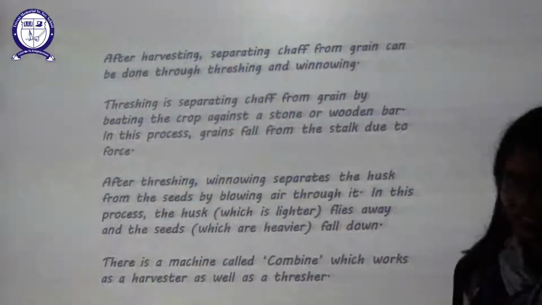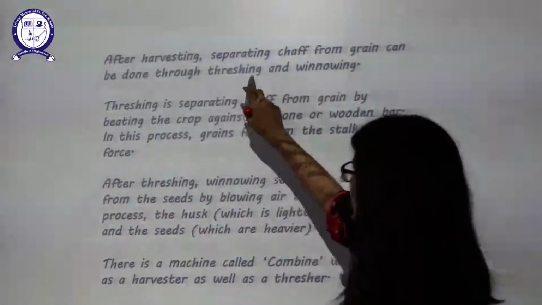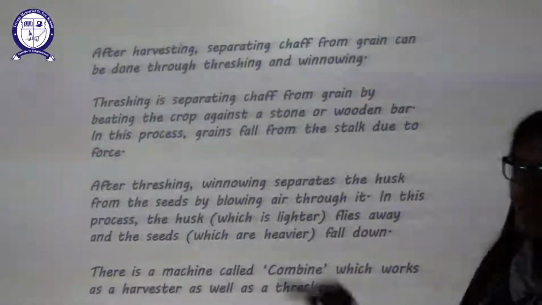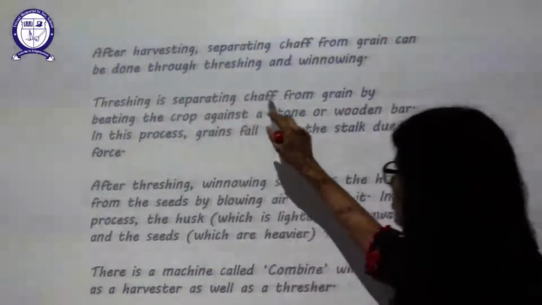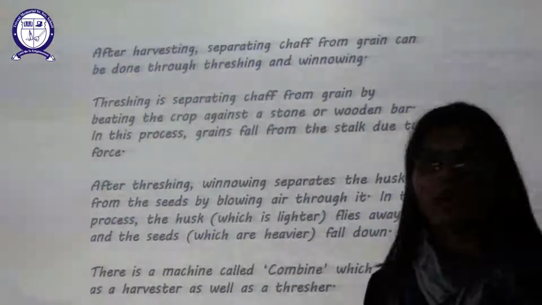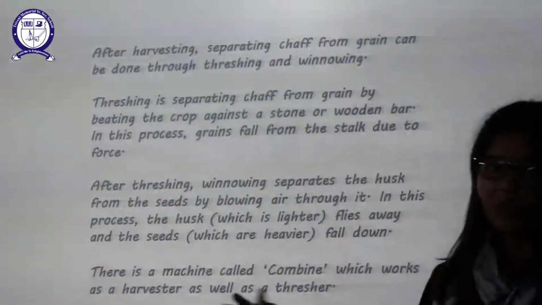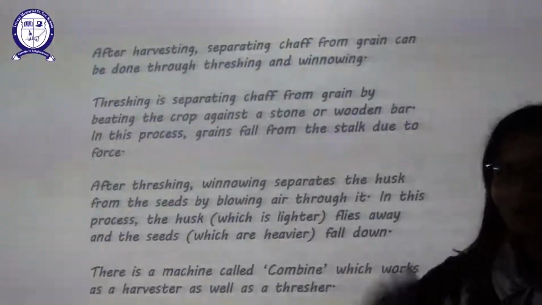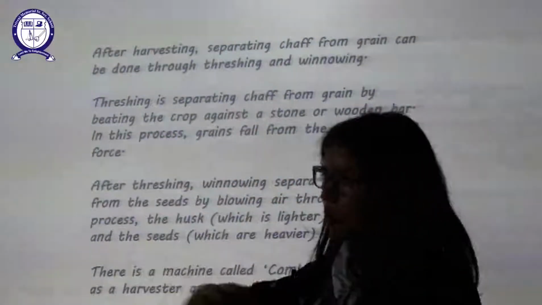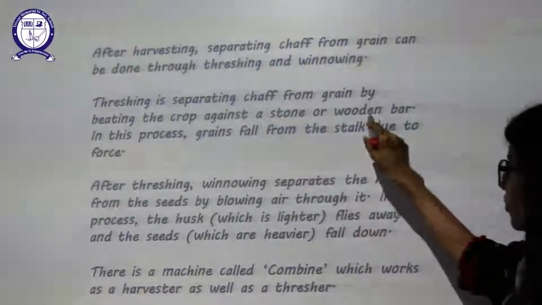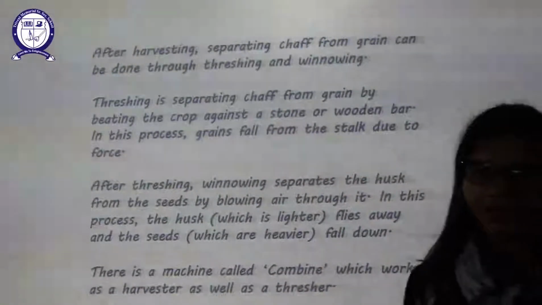Now, after harvesting, separating chaff from grain is done through threshing and winnowing. These are the post-harvesting techniques. In threshing, we separate the chaff. Chaff is nothing but the unwanted part of a crop. We just need the grain of the crop. So removing the unwanted part from the whole crop is known as threshing. We do it by beating the whole crop against a stone or wooden bar. In this process, grain falls from the stone due to force.